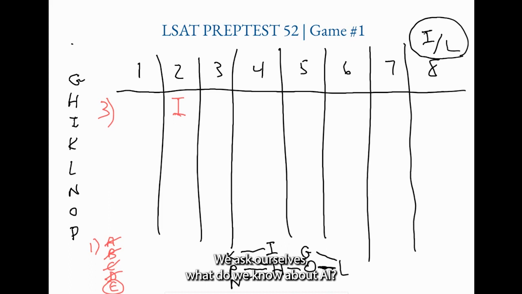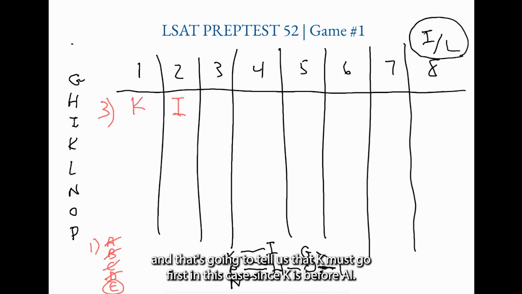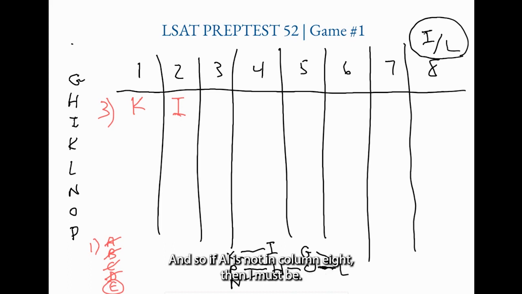We ask ourselves, what do we know about I? If we look on the page, we can see I in 2 places. We can see at the bottom of the page in the web. That's going to tell us that K must go first in this case, since K is before I. But don't forget, we also see it above column 8. And so if I is not in column 8, then L must be. It's the only other option.